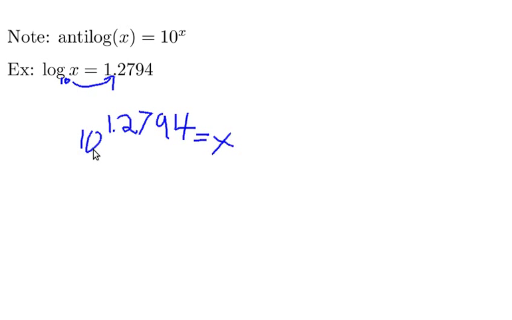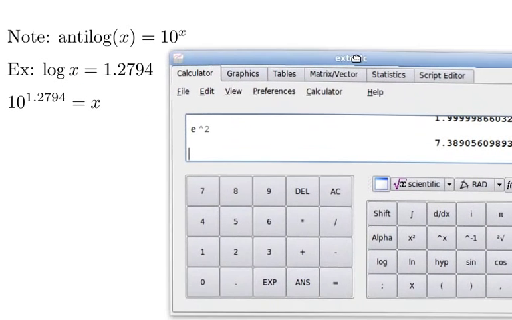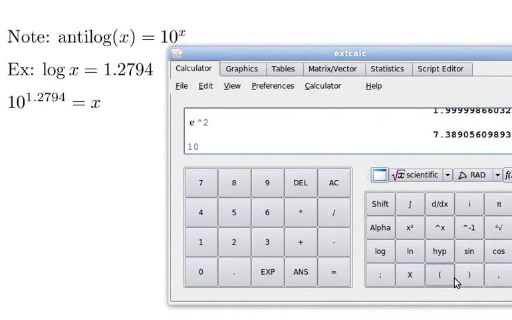We can punch that into our calculator. So I'm going to go ahead and write that down just so we have that. 10 to the power of 1.2794 equals x. Oh, whoops. I had a similar problem in the previous video. 10 to the power of 1.2794 equals x. So now that we can punch into the calculator pretty easily. So we have 10 to the power of 1.2794, close parentheses, and enter.